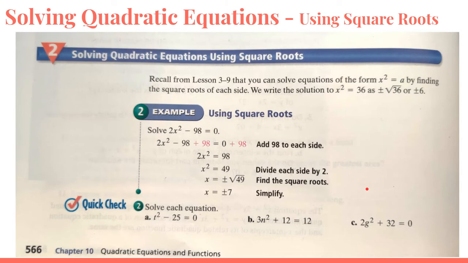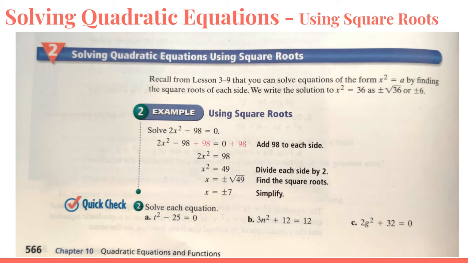Example 2, using square roots. Because of a unique situation, we can simply substitute in 0 for y or for x in the scenario, and then use our properties of equality and solve for x. For example, we have the quadratic equation 2x squared minus 98 equals 0.